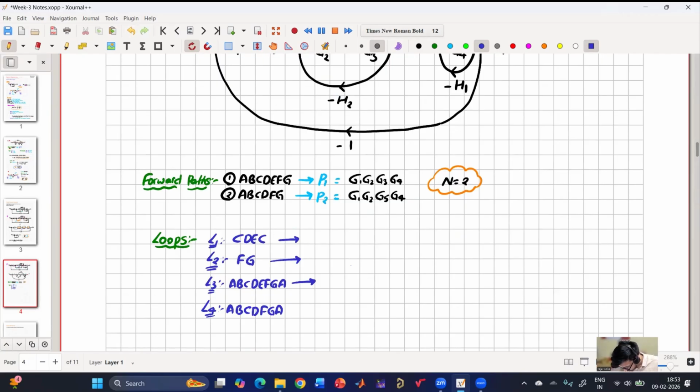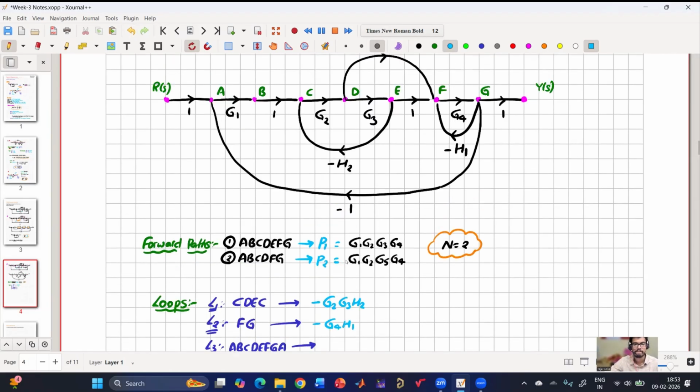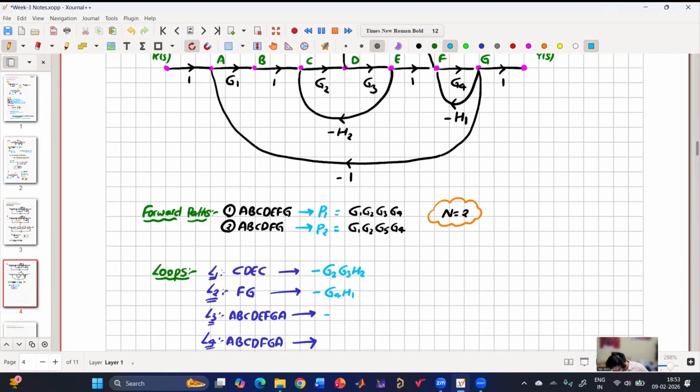Minus G2, G3, H2. Minus G4, H1. Minus G1, G2, G3, G4.